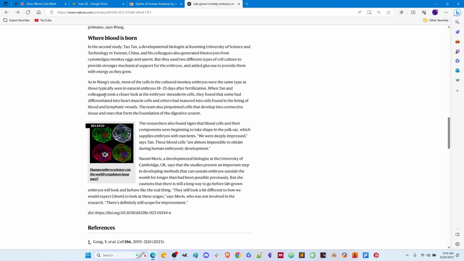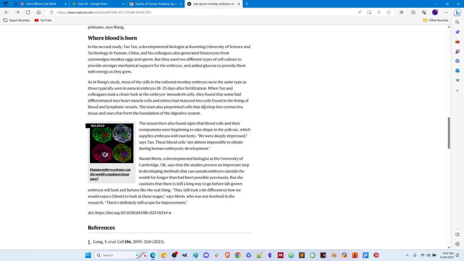When Tan and colleagues took a closer look at the embryo's mesoderm cells, they found that some had differentiated into heart muscle cells, and others had matured into cells found in the lining of blood and lymphatic vessels. So they're starting to get a circulatory system. They're starting to get some heart muscle, starting to get some vasculature that's growing, and they're getting perhaps some blood and other types of cells associated with that.